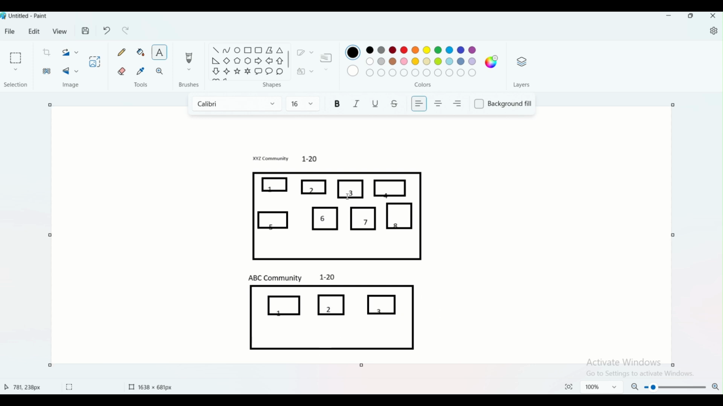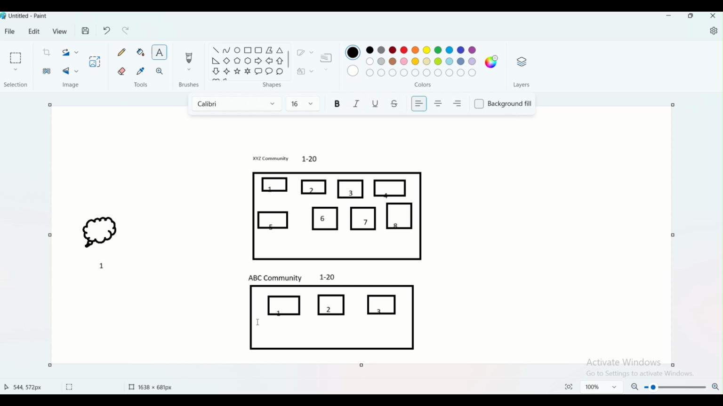If you observe the house numbers here, XYZ community has house number 1, and ABC community also has house number 1. It is ABC community's network and it is XYZ community's network. But from the internet, if you want to reach house number 1 directly, it will not reach, because many organizations or communities have these same house numbers. So a private IP address cannot be resolved on the internet.